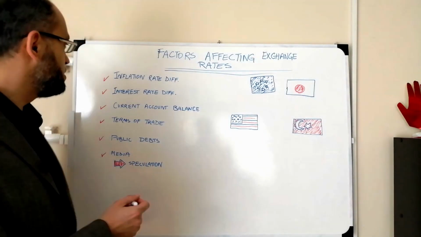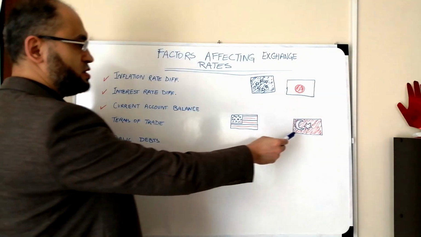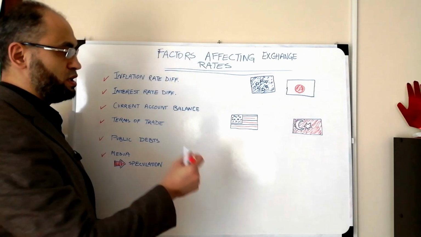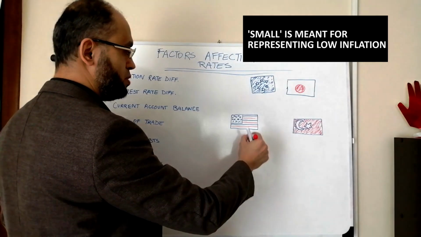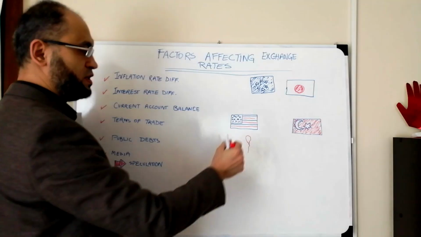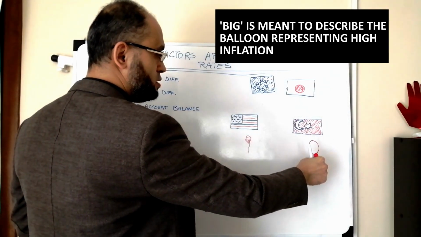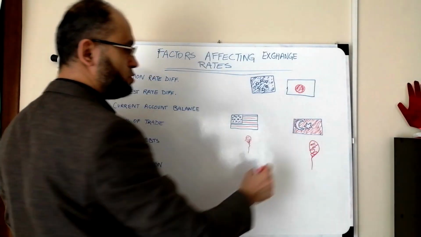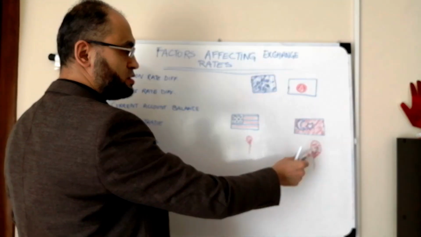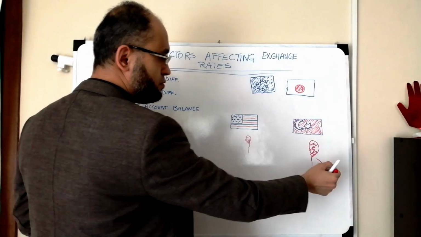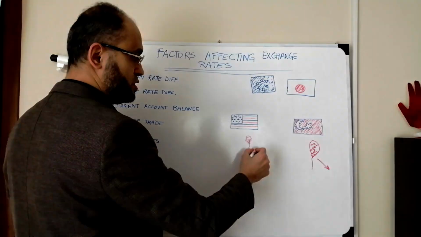Okay, so the first thing is the inflation rate differentials. If we take one country and the other country and we have some inflation in one of the countries, let's say the inflation in this country is small, so that's a small balloon just representing inflation, and the other country has big inflation. Okay, so what happens is that because of the greater inflation over here and the prices are up, the currency depreciates here, and on the other hand, with respect to the other currency, this one appreciates, so goes up.